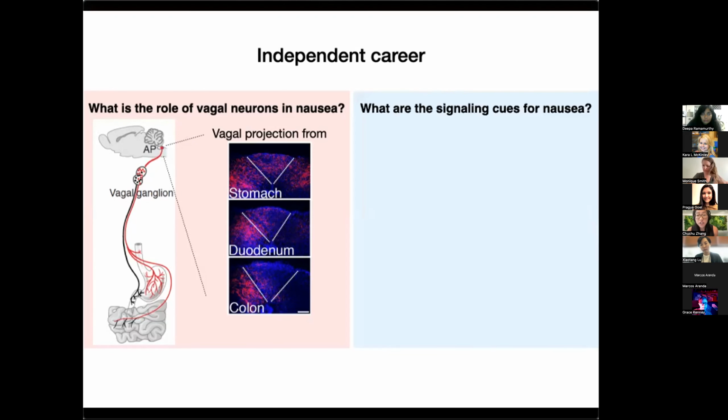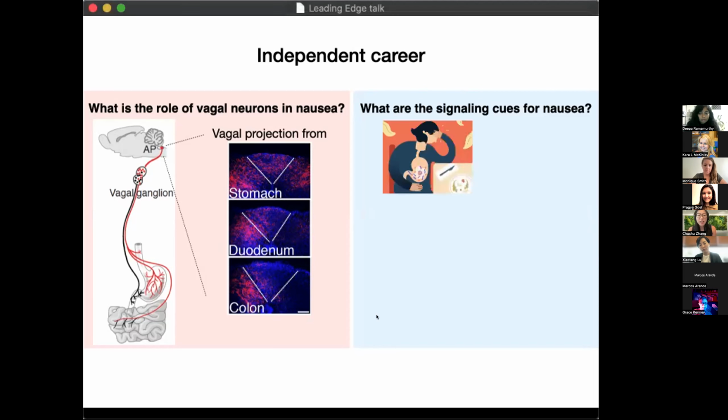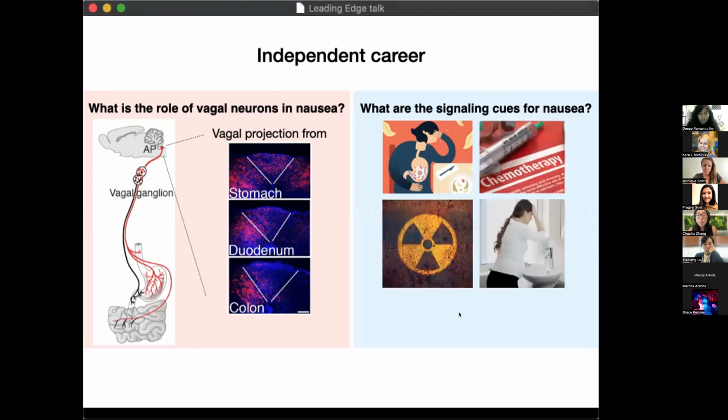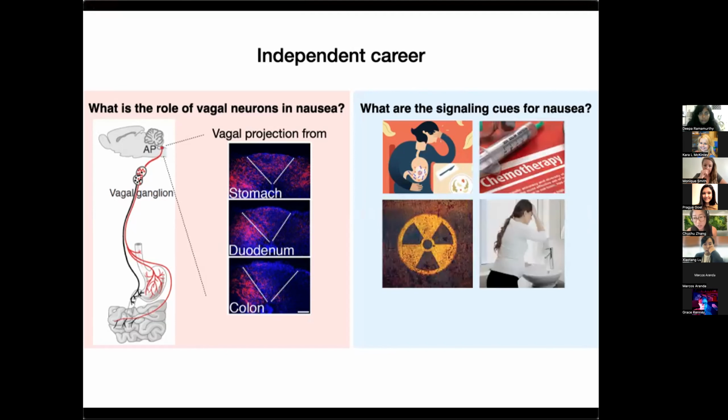Another direction that I'm interested to pursue is to identify the signaling cues for nausea. The molecular mechanisms for nausea are still largely unknown and represent a key knowledge gap. I'm interested to investigate the signaling cues and sensory pathways of nausea that occurs during poisoning by bacterial toxins, but also occurs maladaptively during cancer chemotherapy, radiation, and other conditions.